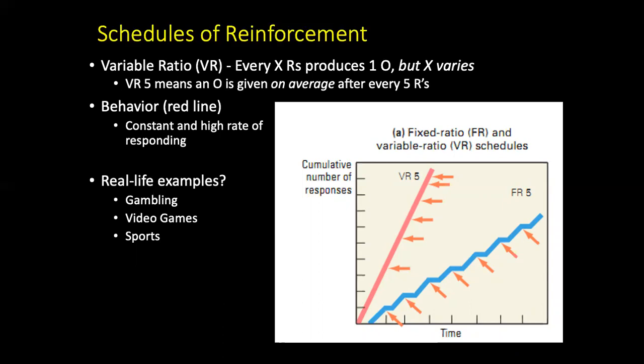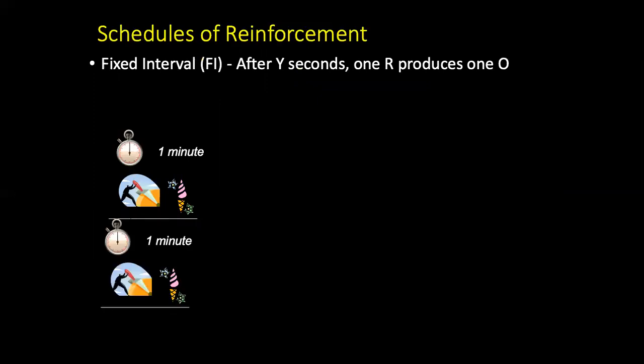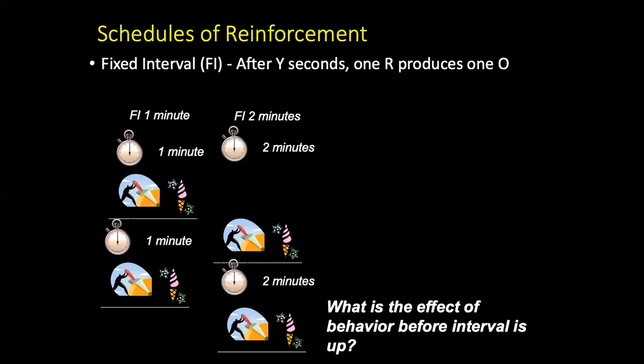You will get the fastest and best learning from a variable ratio. Ratio in general is better than interval at the same level. So let's talk about interval. Interval is after a certain number of seconds, then a response is going to produce an outcome. And a fixed interval would be a fixed amount of time. So let's say it's 1 minute, and then you get an ice cream cone, another minute, ice cream cone. We can see this at different levels.